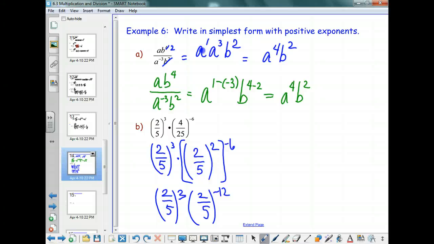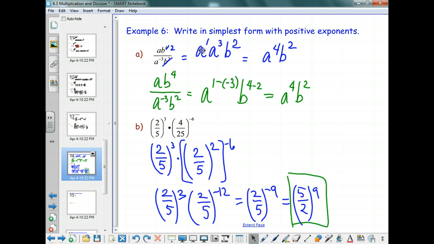Add them. So what's 3 plus negative 12? Negative 9. Do I get to quit? No. What's wrong? Negative exponent. So how do I change an exponent so it's no longer negative? I'll flip my fraction. So this would be 5 halves to the 9th. And I can stop there. Any questions?